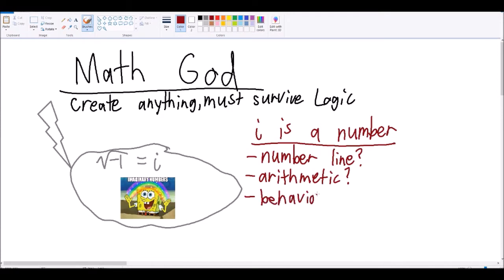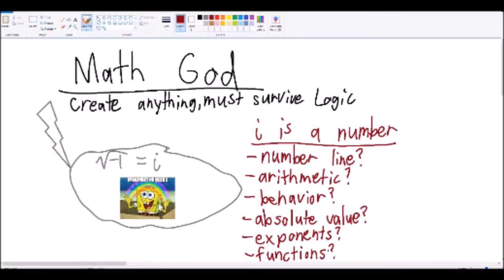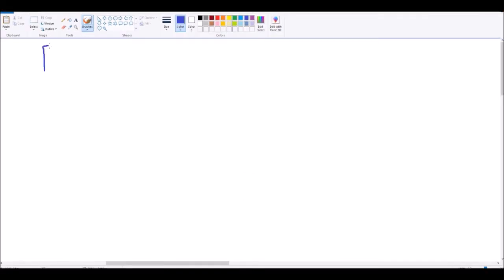How does it behave with other numbers? What does the absolute value mean for i? What does it mean to have i as an exponent? Can it be used in functions? Lots of questions, so buckle up, we're going to take these one by one. First up, basic arithmetic, featuring addition.